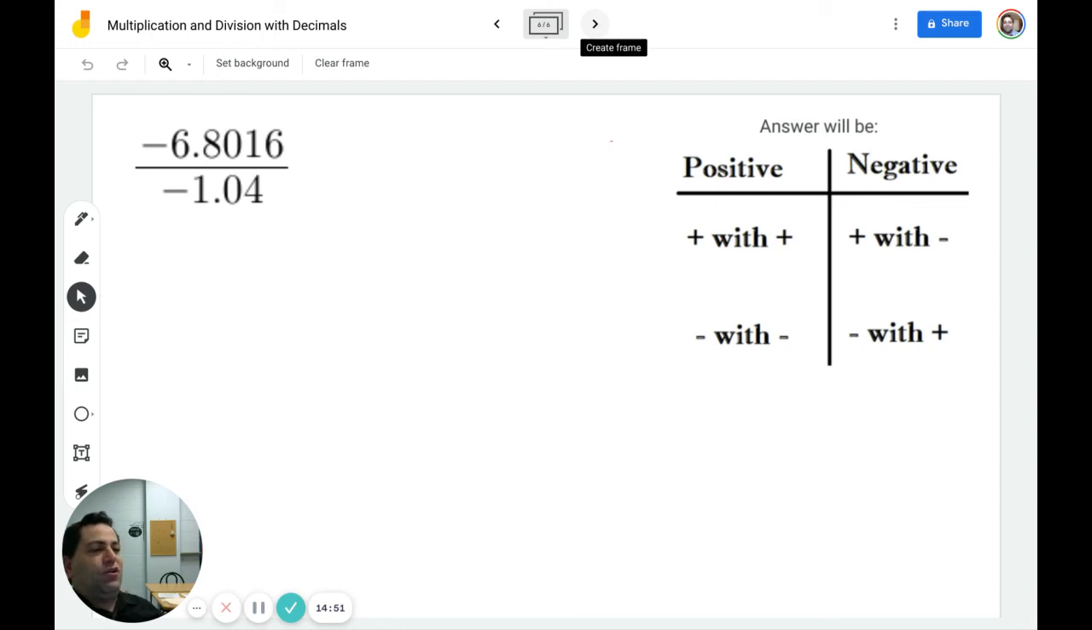Let's try one last example here with division. In this example, we are doing negative 6.8016 divided by negative 1.04. So again, first things first, we're going to fix the divisor here. And we are left with negative 680.16 divided by negative 104.